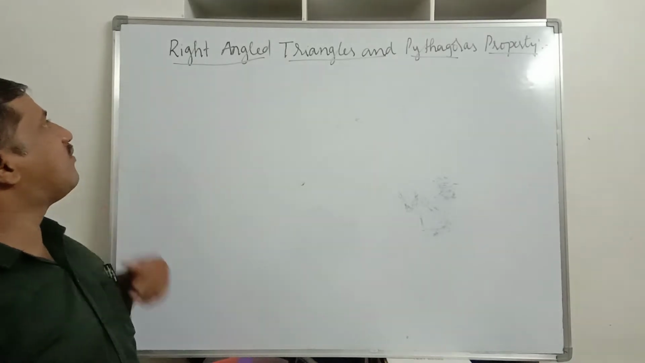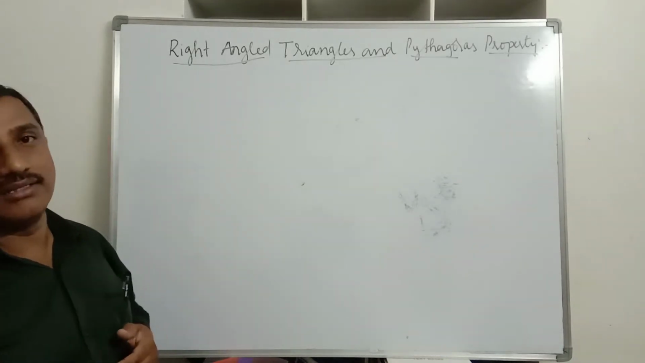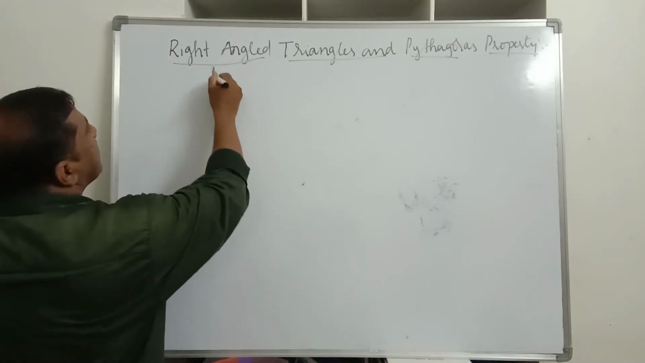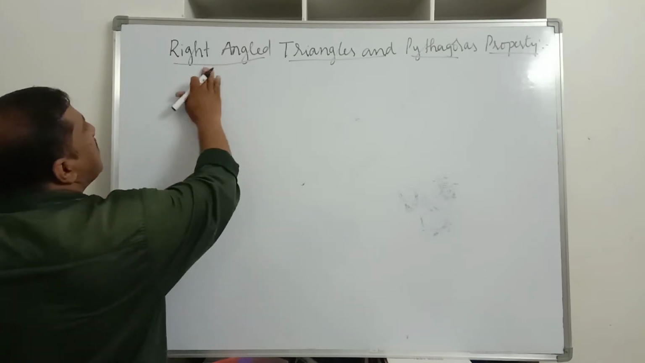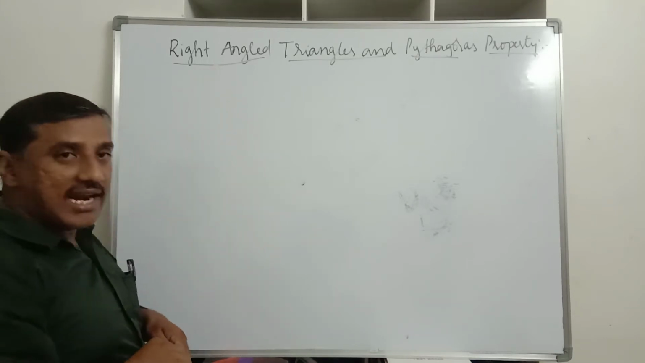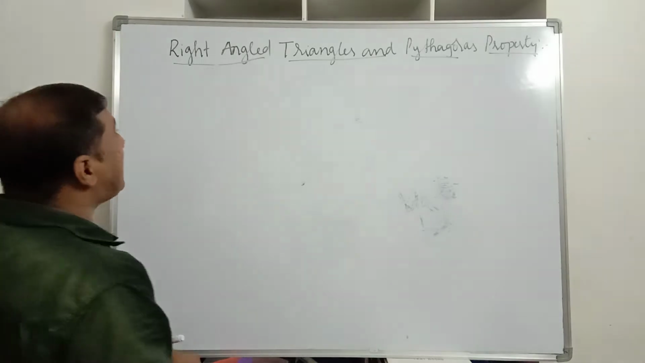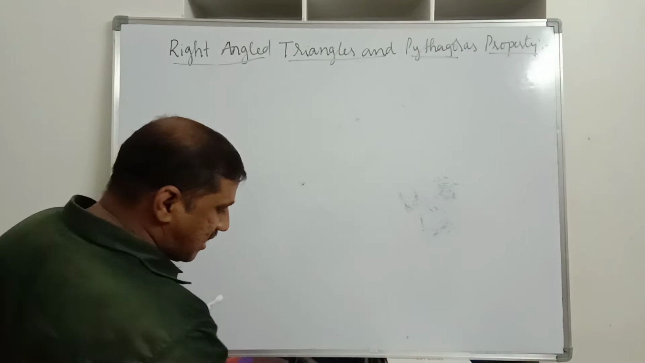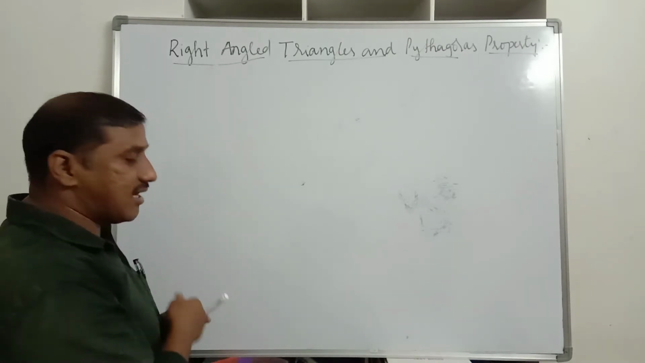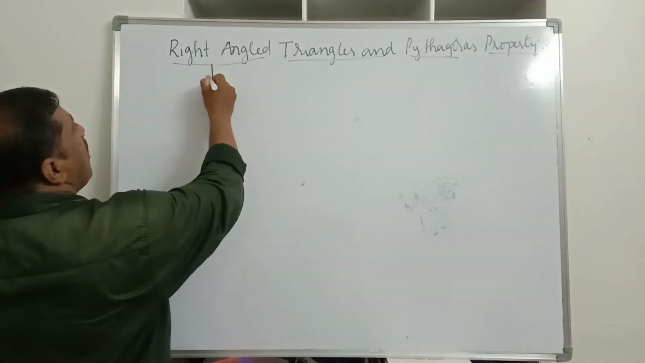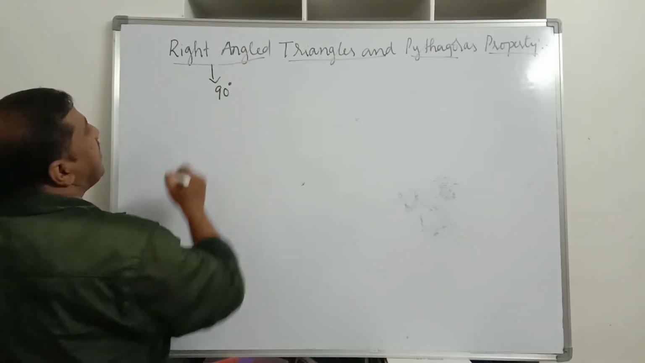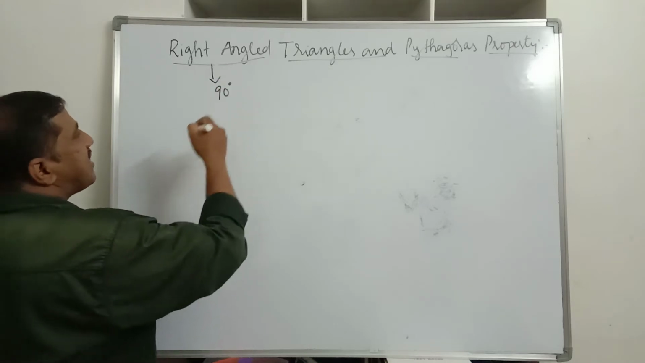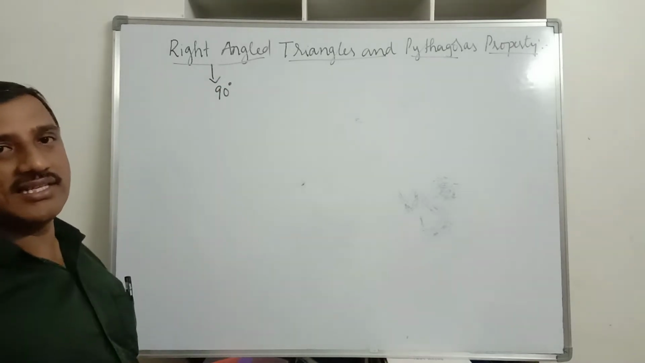Now we are going to study what a right angled triangle is. So what is a right angle? What do you mean by a right angle here? A right angle is an angle whose measure is 90 degrees. An angle whose measure is 90 degrees is known as a right angle.